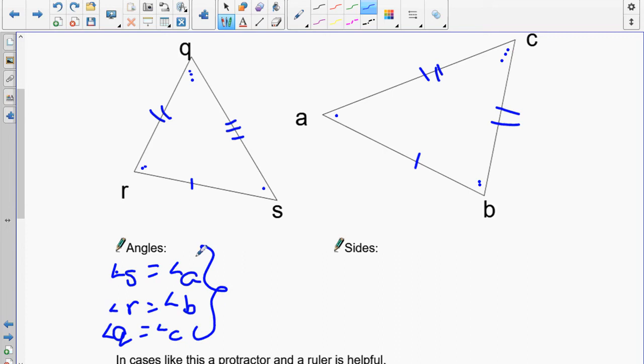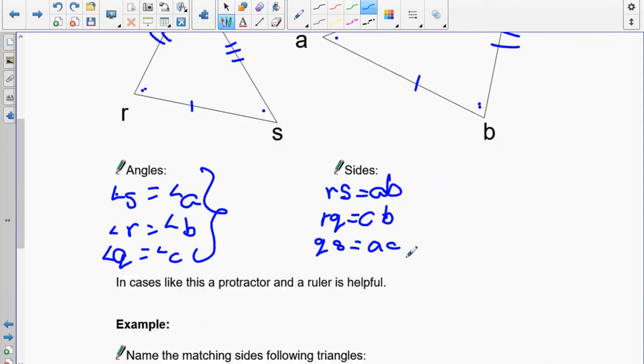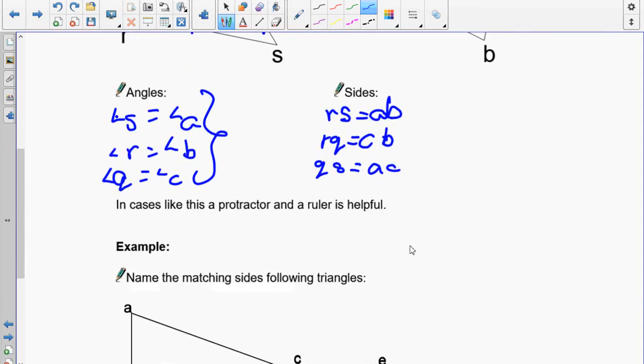That's good. Let's look at the sides. Now, the 1 prime mark and the 1 prime mark mean that side RS is equal to AB. And then the double is RQ, and that's equal to the double on the second diagram, which is CB. And of course, the third one is QS, and that is equal to the third one on the right, which is AC. So that's how you do it. Right? So sometimes it's helpful if you use a ruler, if you can't do it by just looking at it.